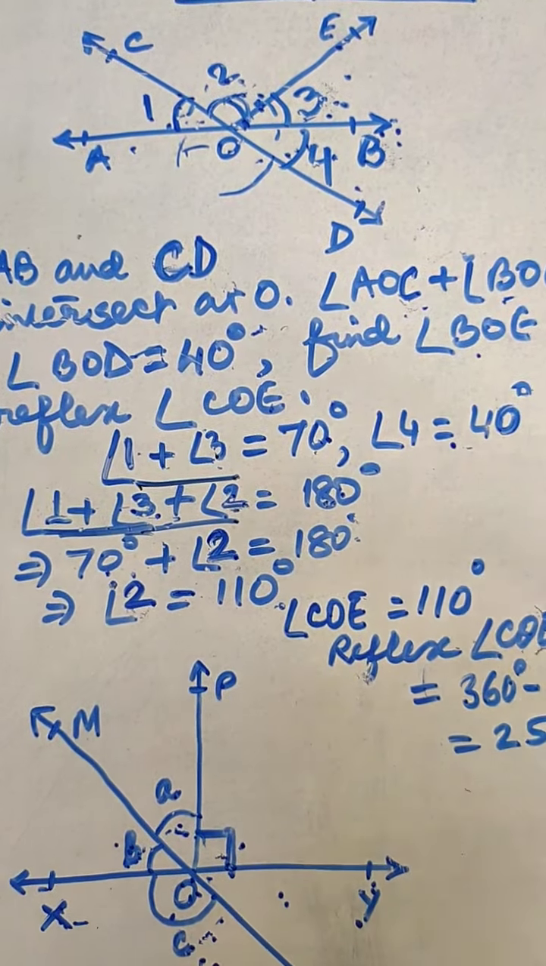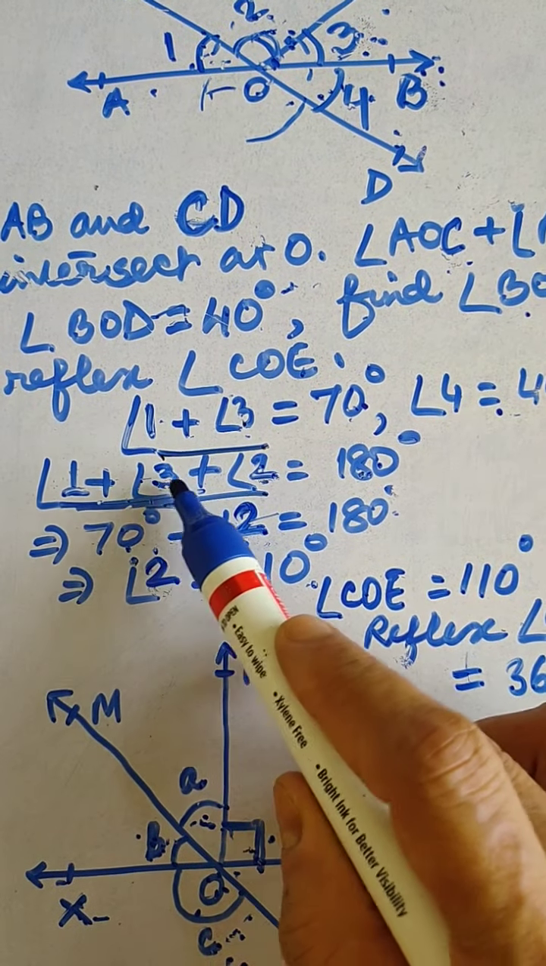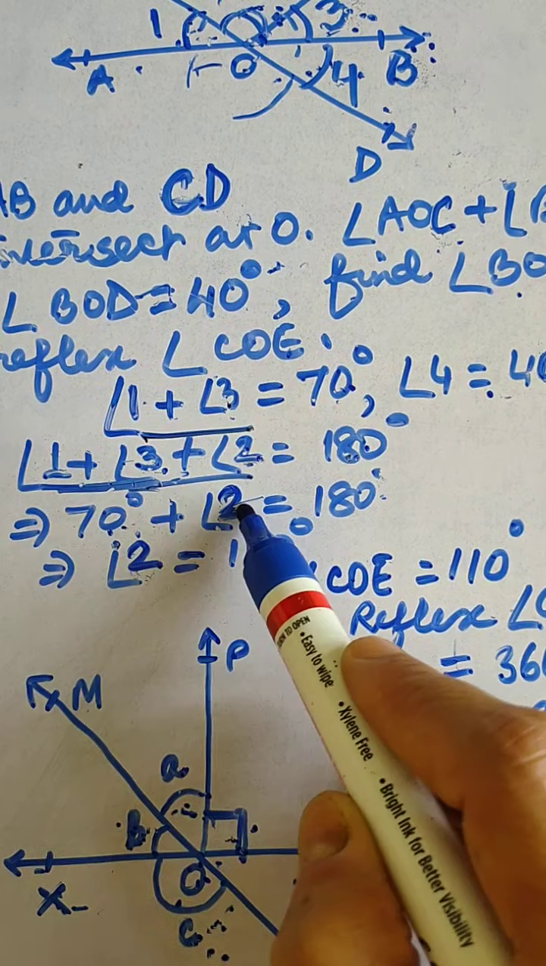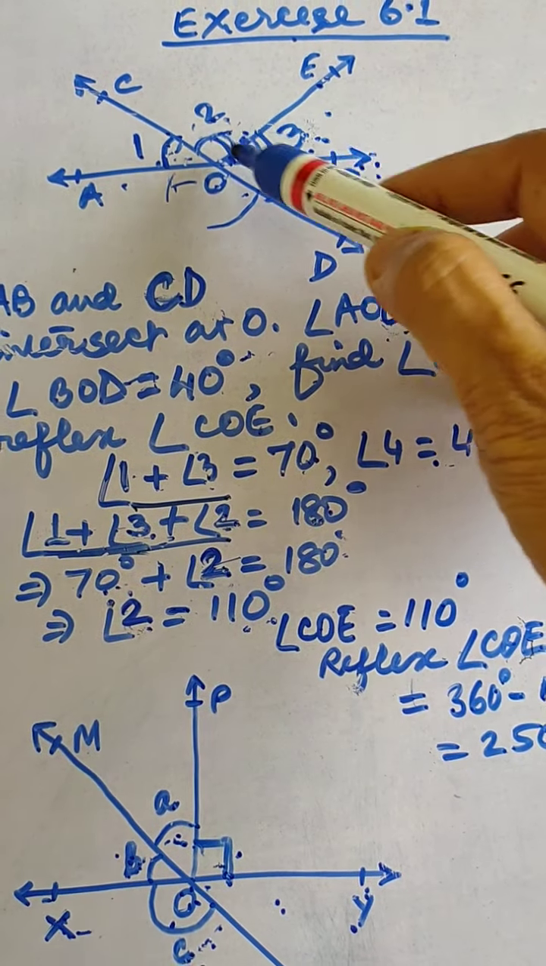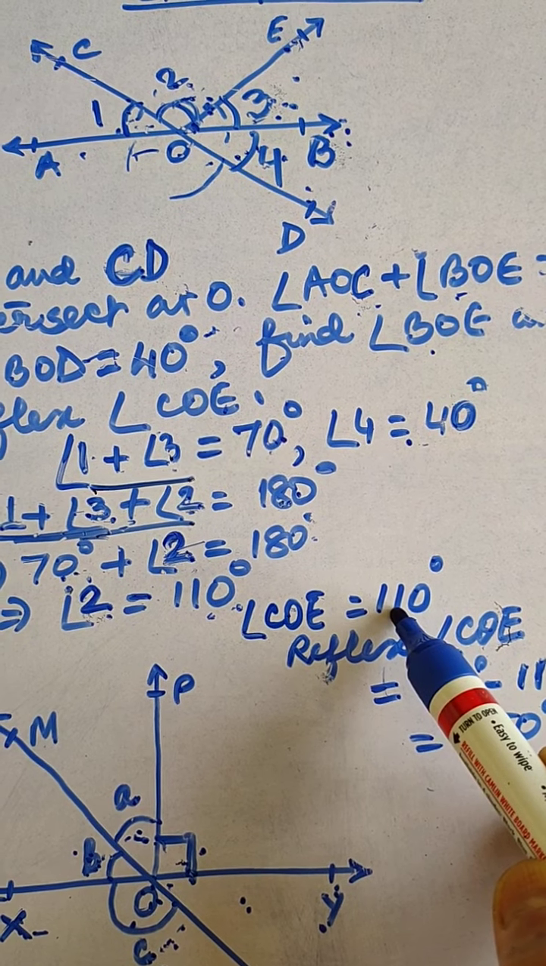That is convenient for us to simplify. So what are we getting here? Angle 1 plus angle 3 is 70 degree. So we put the value here. Then it gives angle 2 equal to 110 degree. Now what is angle 2? Angle 2 is angle COE. Next we can write angle COE equal to 110 degree.